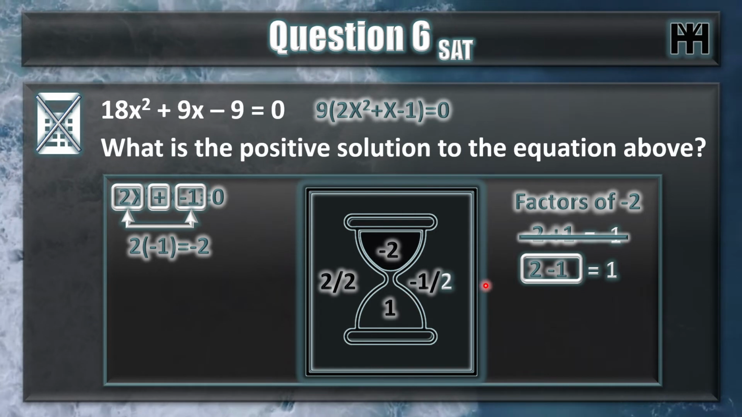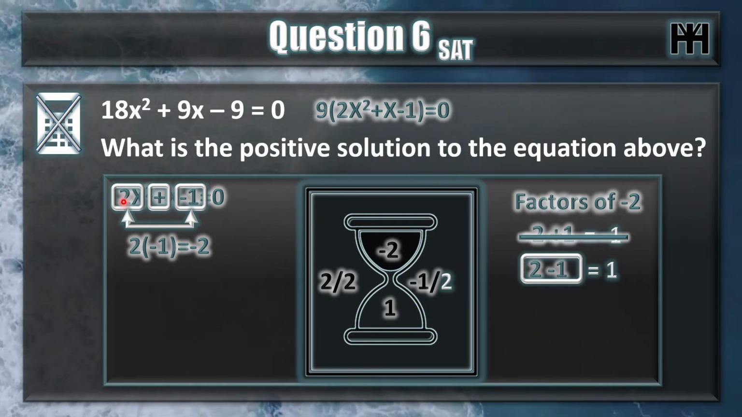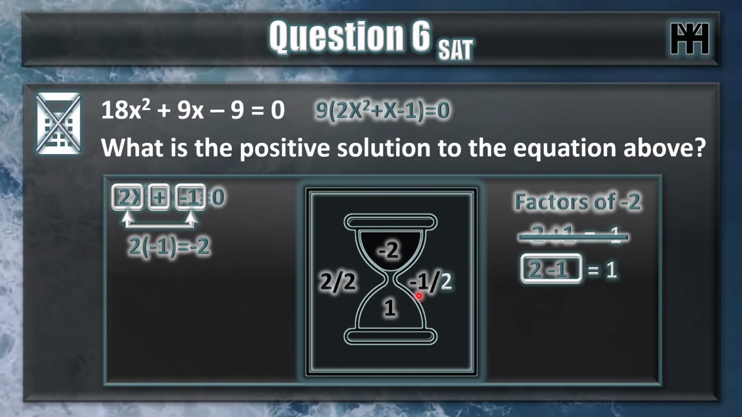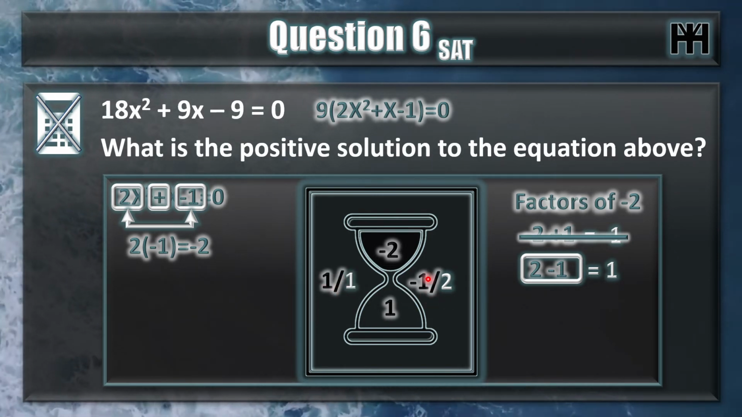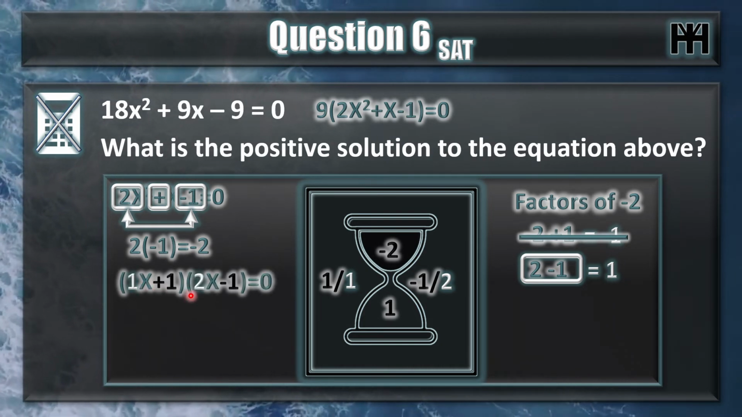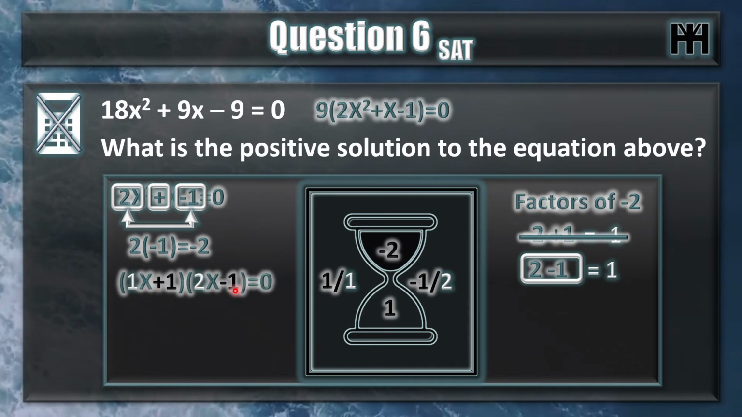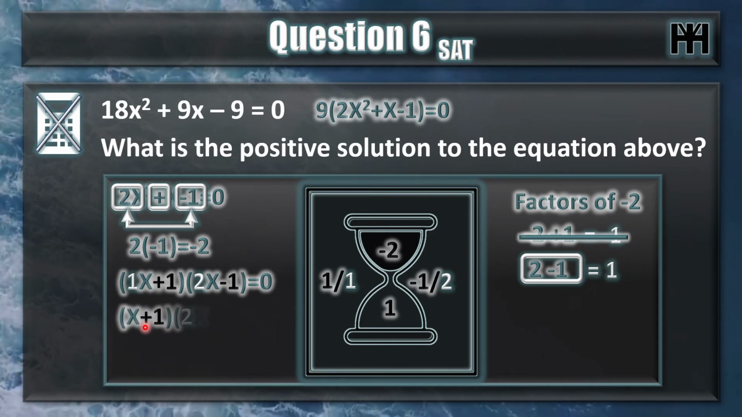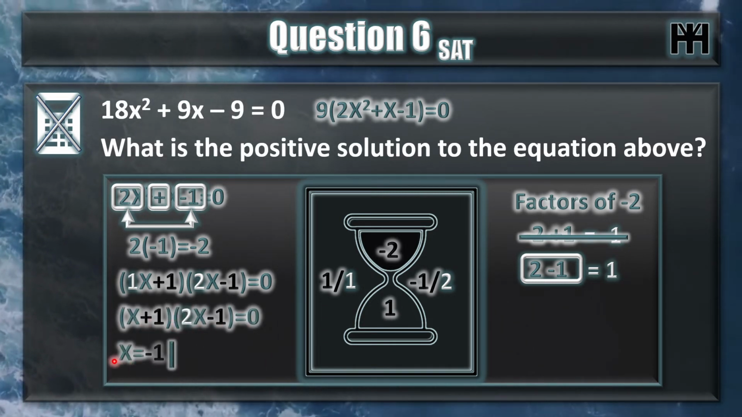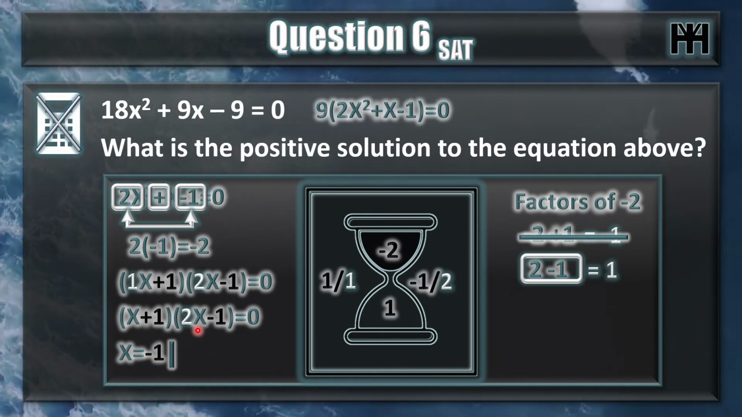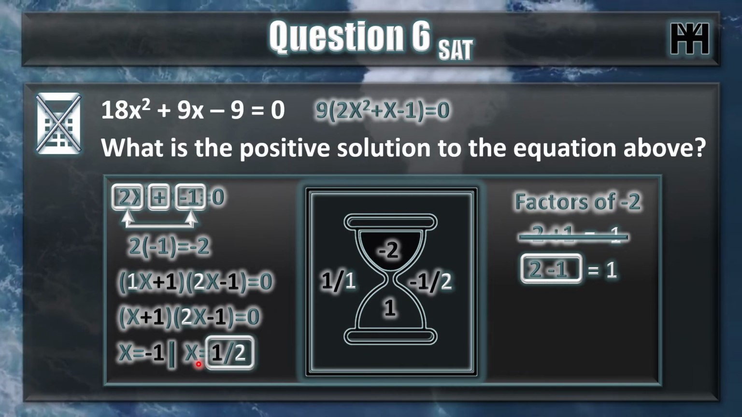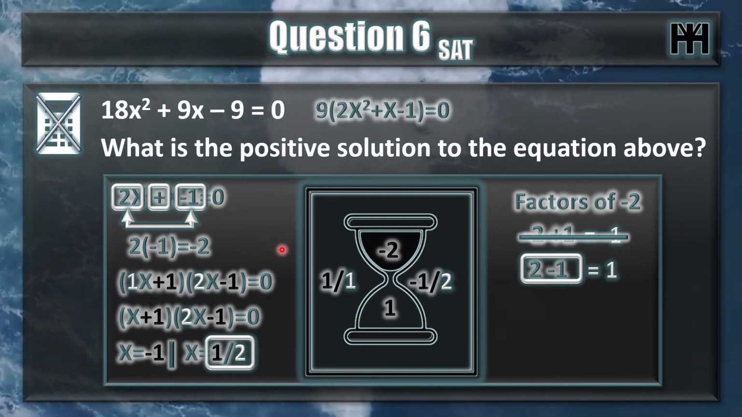Then we have 2 over 2. Divide this 2 by this 2, and this negative 1 by this 2. So here is 1 over 1, here negative 1 over 2. So we have 1x plus 1 multiplied by 2x minus 1 equals 0. So you have x plus 1 and 2x minus 1 equals 0. So here, whether x equals negative 1 or x equals 1 over 2. So 1 over 2 is the positive solution to this equation.